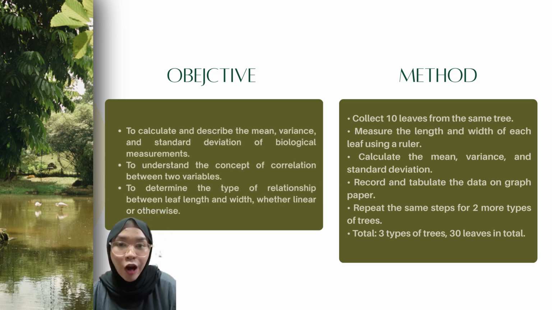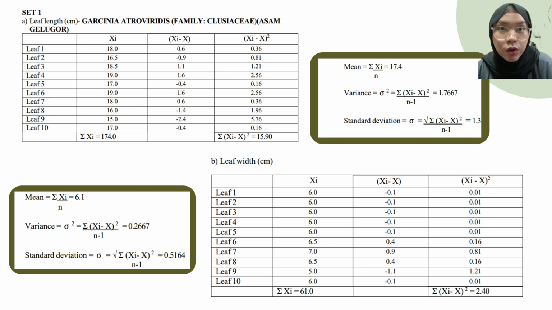Assalamualaikum and hi. Now I will be presenting Practical 1, basic concepts of statistics and variation. The objectives of this practical are to calculate mean, variance and standard deviation, and to understand the correlation between leaf length and width. We measured 30 leaves from 3 different species, divided into 3 sets. Now I will present the results starting with Set 1.